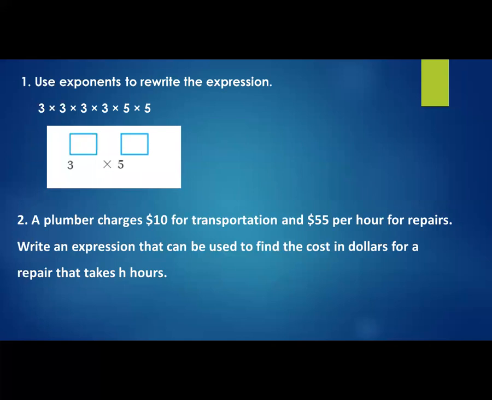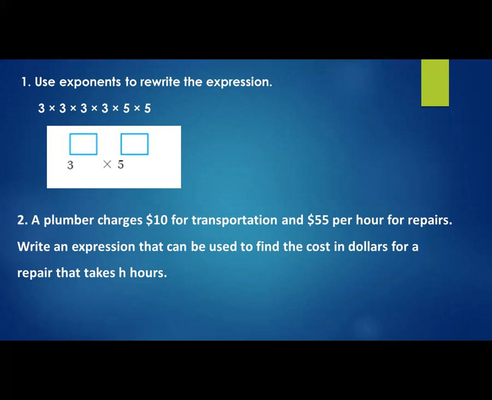So the first lesson is about the exponents, which we have learnt in grade 5 in detail. And you all also know how to write the exponent or expand it, and also find the value if a number is written in exponent form. So the first question, 3 times 3 times 3 times 3 times 5 times 5. You are asked to use the exponents and rewrite it in exponent form. So how will you write?